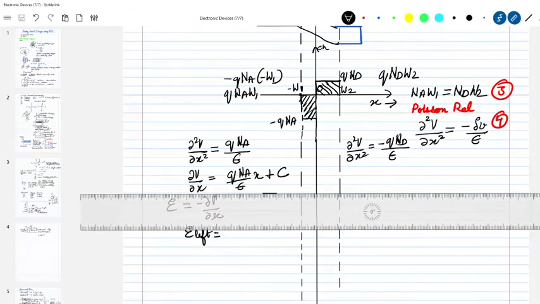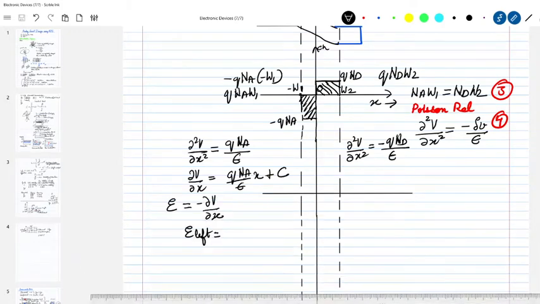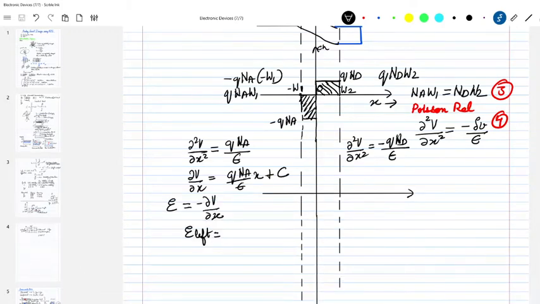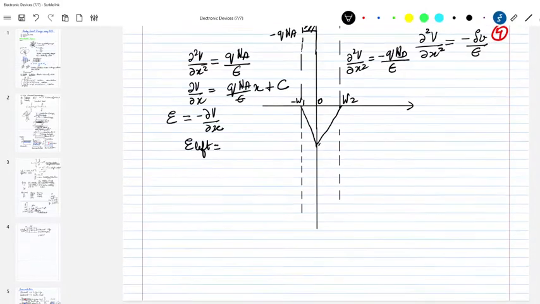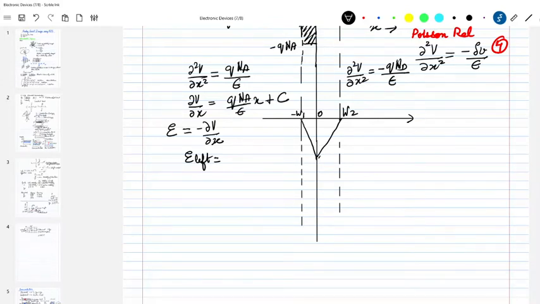So I am going to integrate the charge with respect to this x, and that will be the area under this curve. So the area under the curve is going to be like this. Similarly, the area under this curve should be like this. This is minus W1, this is 0, and this is W2. Now E left is going to be equal to minus qN_A over epsilon x, and this is a proportionality constant, so I need not bother about the sign.